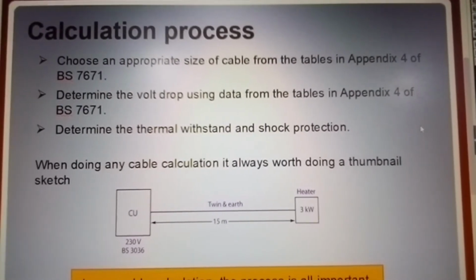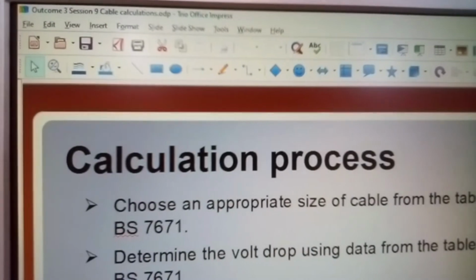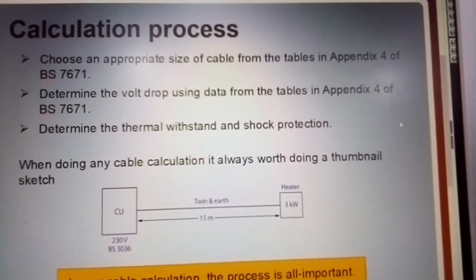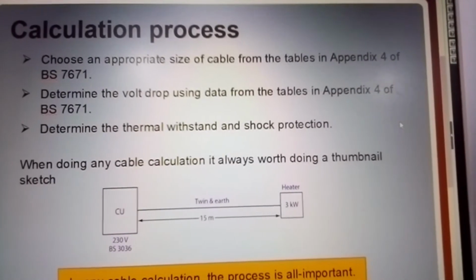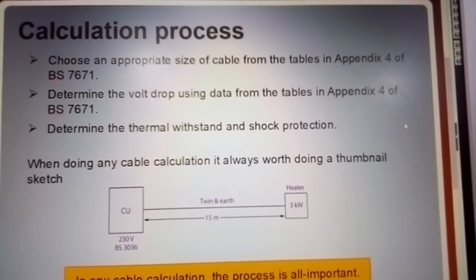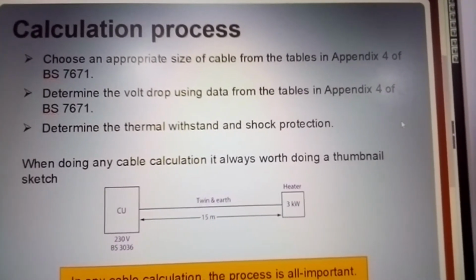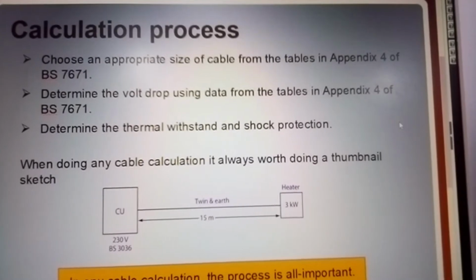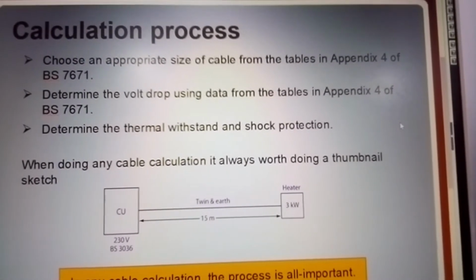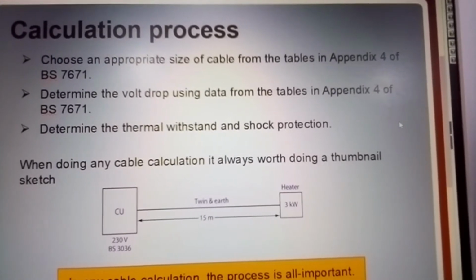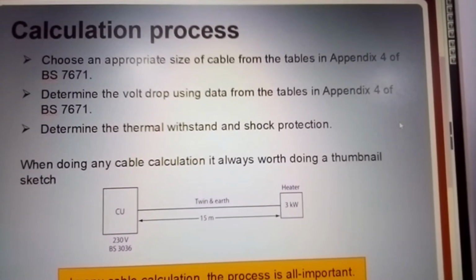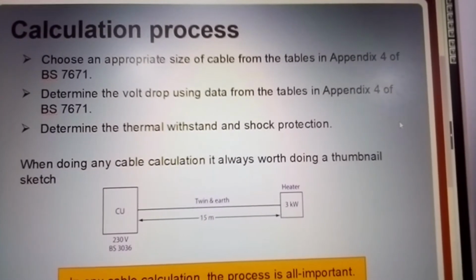And again, calculation process continues. Okay. Choose an appropriate size of cable from the tables in Appendix 4 of BS7671. Make sure these tables are still correct and relevant. I've checked this and they were the last time I looked, but you don't know. Things can change overnight, surprisingly. Determine the volt drop using data from the tables in Appendix 4 of BS7671. Determine the thermal withstand and shock protection.